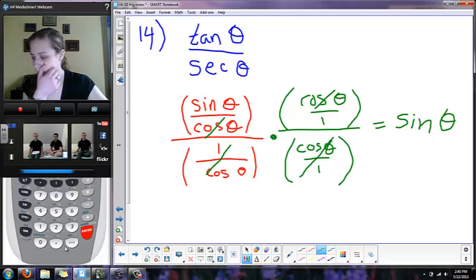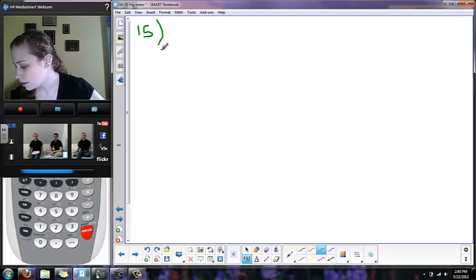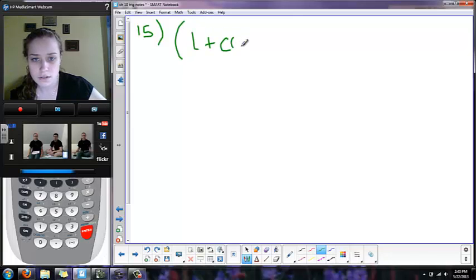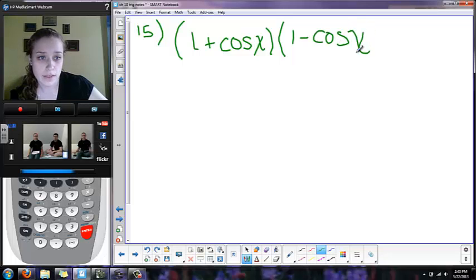Alrighty, and last question. Number 15. The expression 1 plus cosine x times 1 minus cosine x is equivalent to what? And then it's a multiple choice. So these are two binomials being multiplied together.